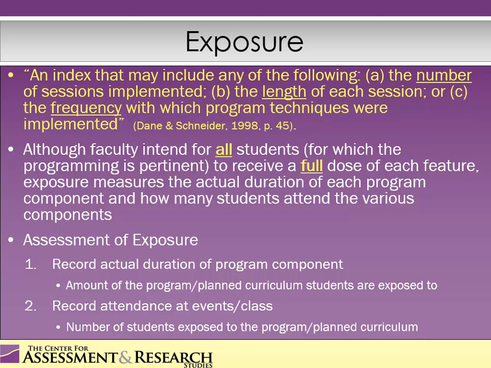This is important because if a feature or aspect of your program was intended to last 30 minutes, but actually only lasted 20 minutes, it is likely that important information was left out or rushed through too quickly. To assess exposure, we record the actual duration of the program feature or aspect and compare that to the intended duration of that program feature. We can also record the number of attendees at the program and compare that to the intended number of students that were supposed to attend the program.